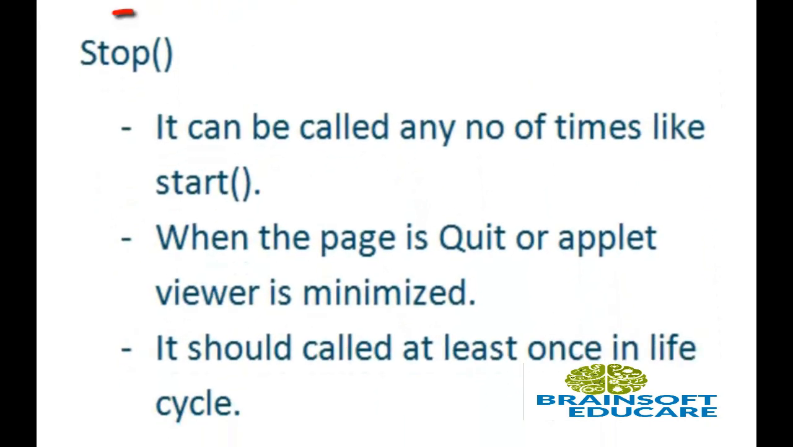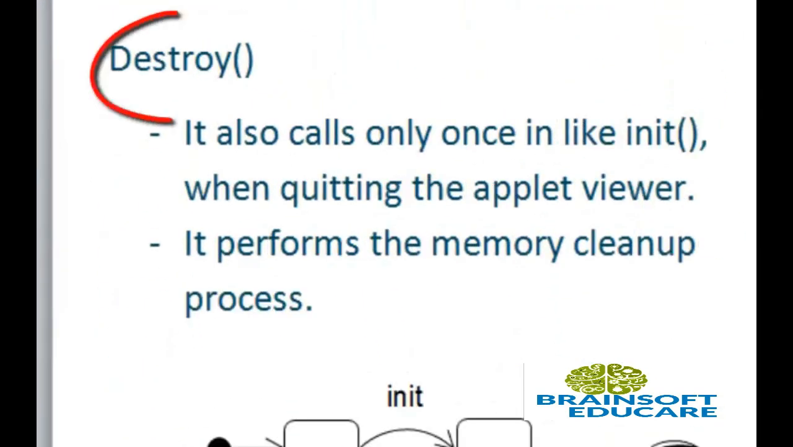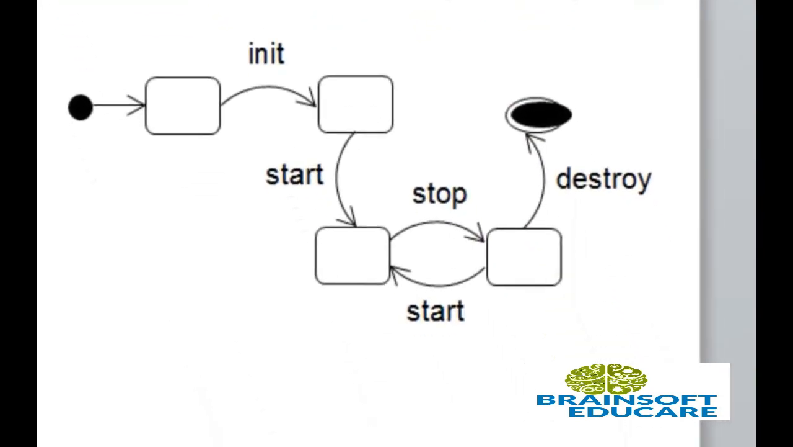Next, the stop method. It can be called any number of times, same as the start method. When the page is quit or the applet viewer is minimized, at that time the stop method is called. It should be called at least once in the lifecycle. Next, the destroy method. It is also called only once, like the init method, when quitting the applet viewer. It performs the memory cleanup process. Here, this is the diagram which shows the applet lifecycle process.